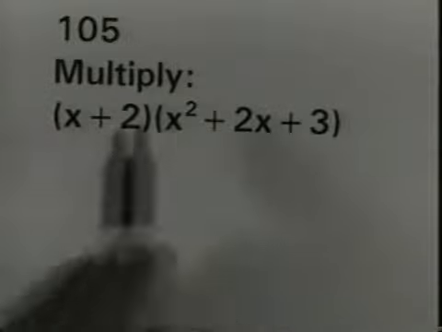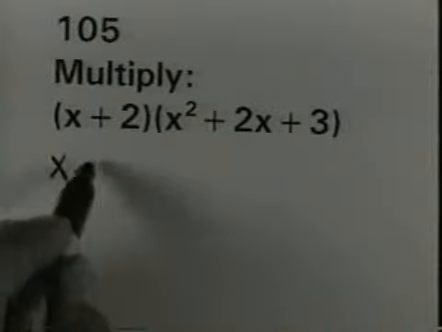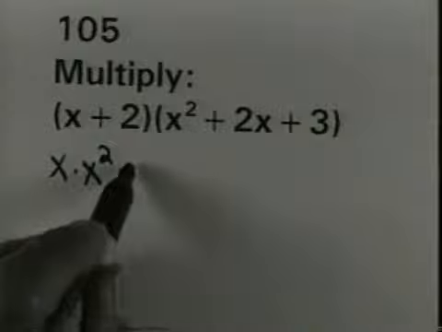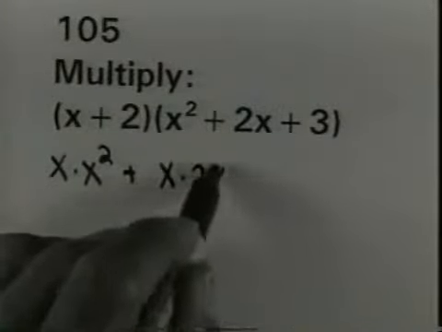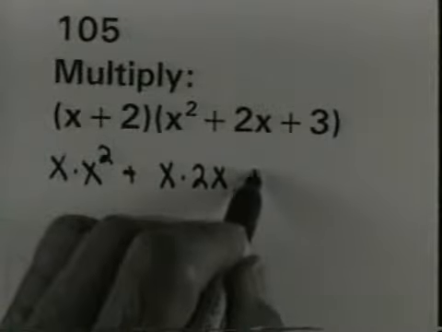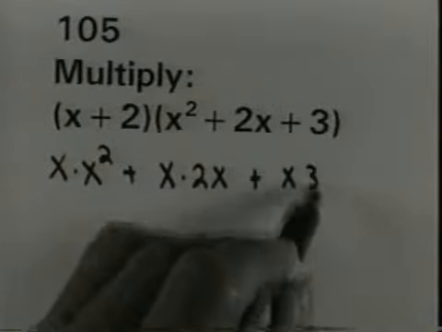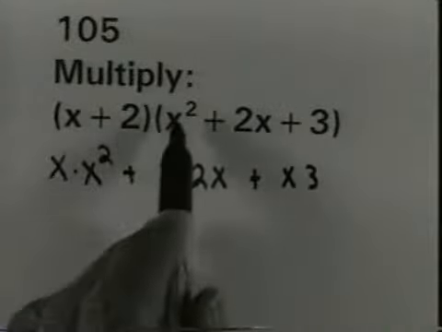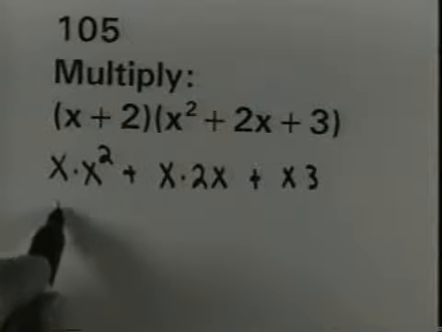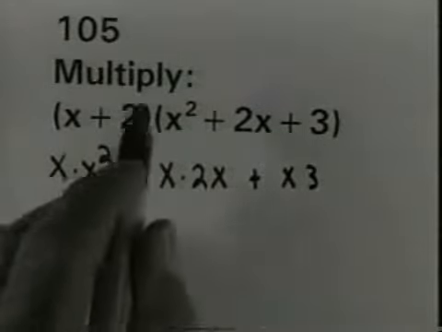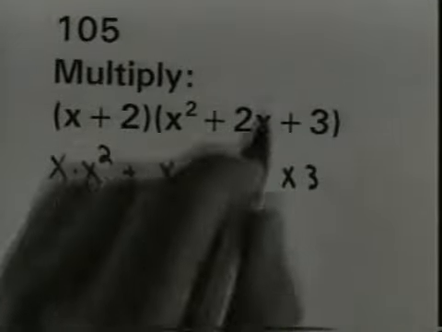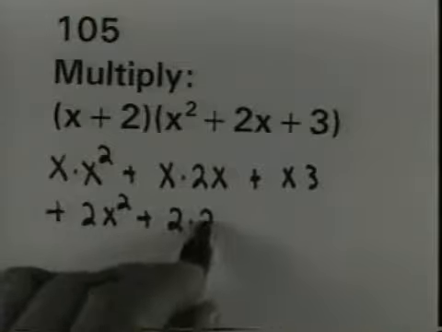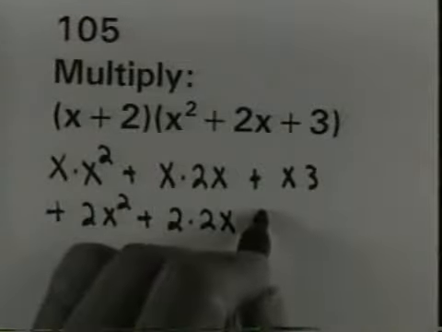So I can multiply x times x squared. I can multiply x times the 2x. And I can multiply the x times the 3. So I multiplied x by the x squared, x by the 2x, then x by the 3. Now I can multiply 2 by all three terms. 2 times the x squared, 2 times the 2x, and 2 times the 3.